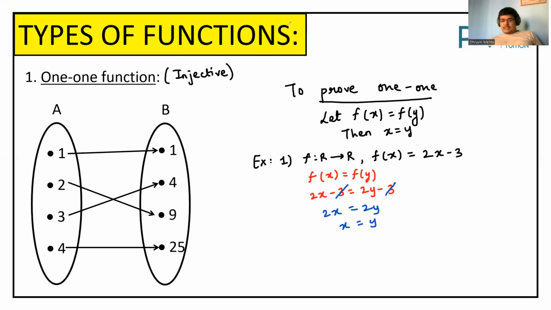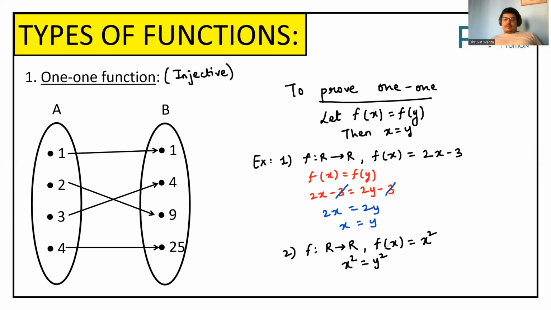Now you might be thinking, sir, this will always happen. We'll always get x equal to y in such questions. So now let's understand a counter example. So f from R to R, f of x is equal to x square. In this case, when we do f of x equal to f of y, we will get x square equal to y square.